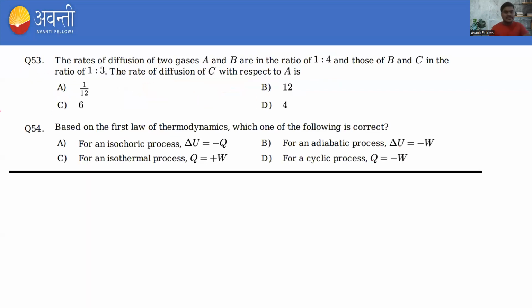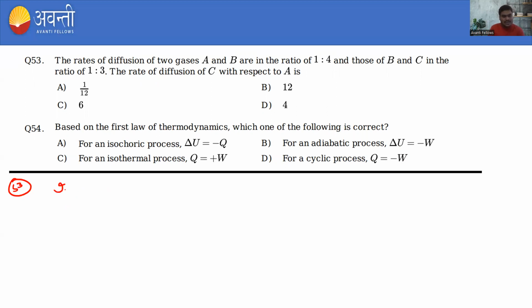Let's see question 53. So the rates of diffusion of two gases, A and B, are in the ratio 1:4, and those of B and C are in the ratio 1:3. The rates of diffusion of A and B are already given, and B and C are in the ratio 1:3. You have to find the rate of diffusion of C with respect to A.